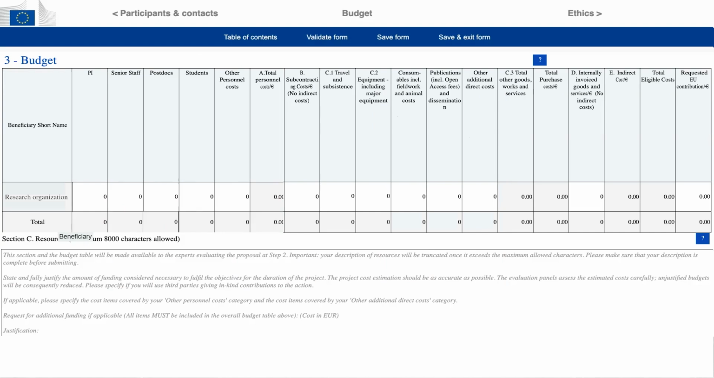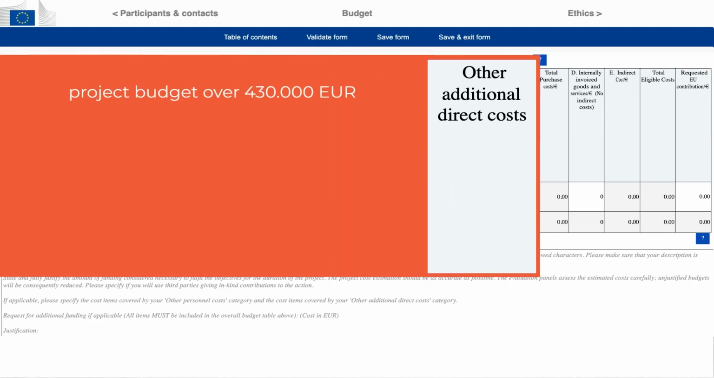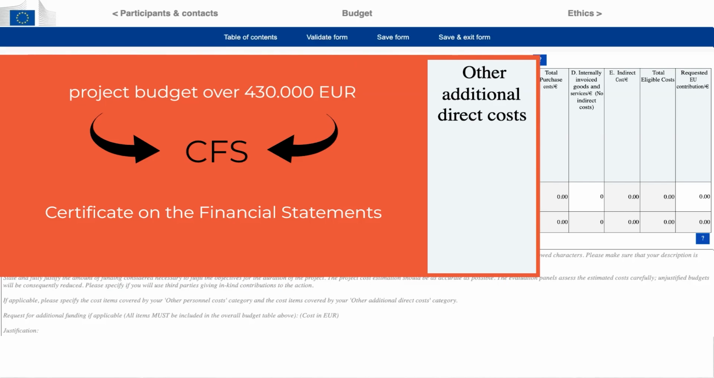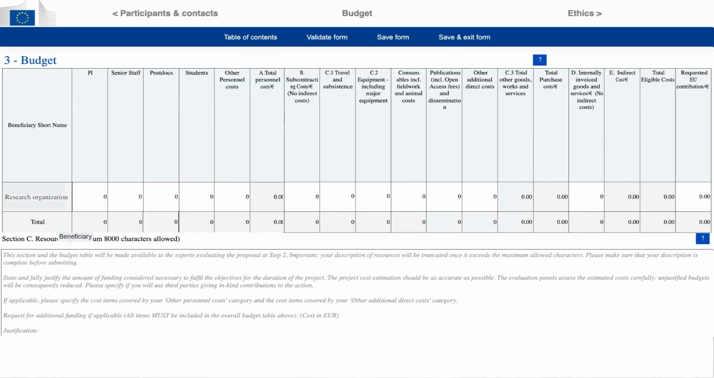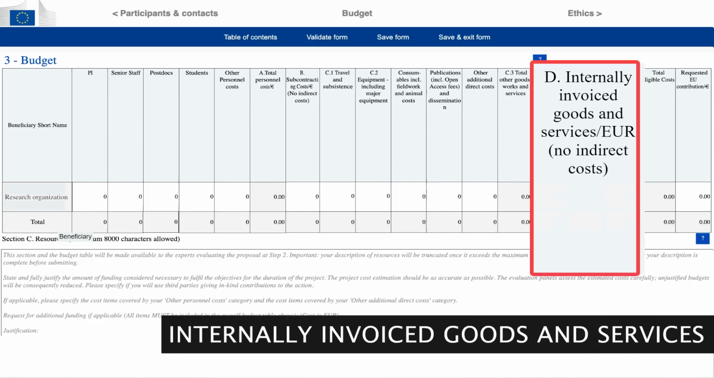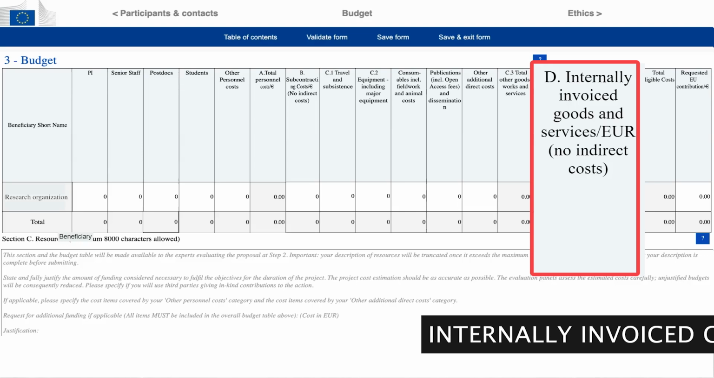As in most cases, the project budget requested under ERC will exceed 430,000 euros. You should also reserve a budget for a first-level audit. The audit costs fall under other additional direct costs. You may also budget internally invoiced goods and services provided for the project by the host institution. These are unit costs calculated based on the methodology of the institution. They typically cover self-produced consumables or the use of facilities such as a greenhouse.